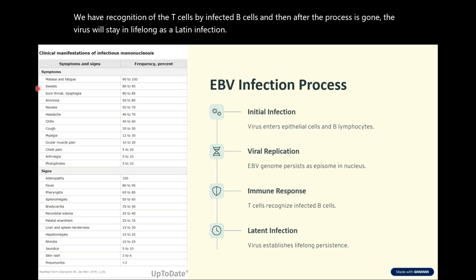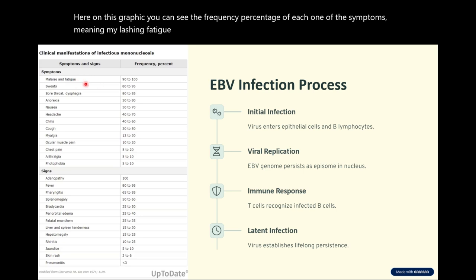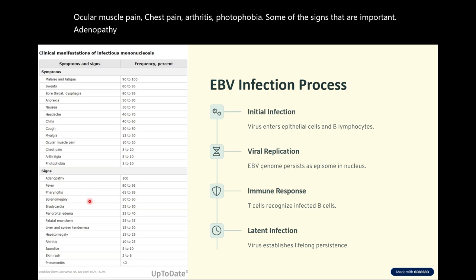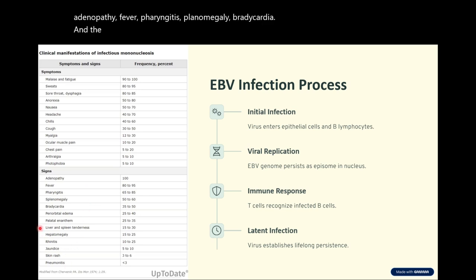Here on this graphic, you can see the frequency and percentage of each one of the symptoms, where malaise and fatigue is a very important one. Sweats, sore throat, dysphagia, anorexia, nausea, headache, chills, cough, and less common, ocular muscle pain, chest pain, arthralgia, and photophobia. Some of the important signs: adenopathy, fever, pharyngitis, splenomegaly, bradycardia, and the other ones are less frequent. Sometimes liver and spleen tenderness, palatal petechiae and a thin periorbital edema.